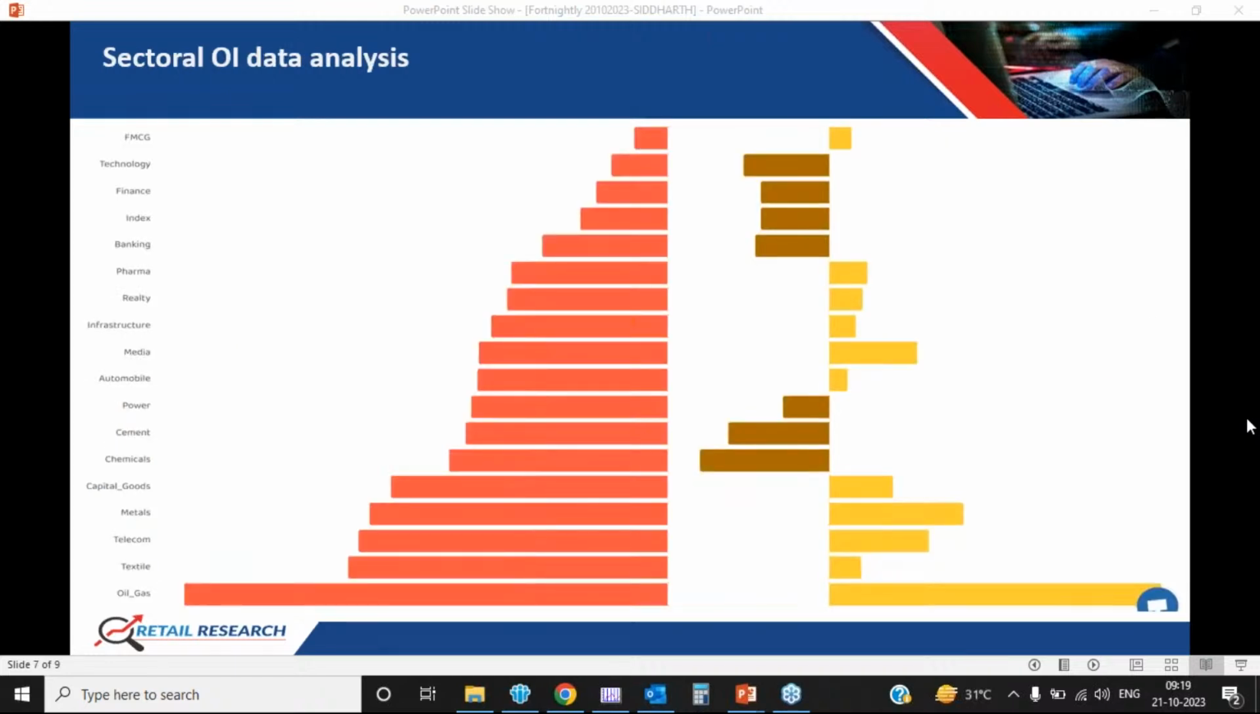Now, towards the sectoral analysis, you can see that all the sectors have closed in negative territory. And most of the sectors have also formed a build-up of short positions, so we can expect a continued correction in these sectors. Next slide.